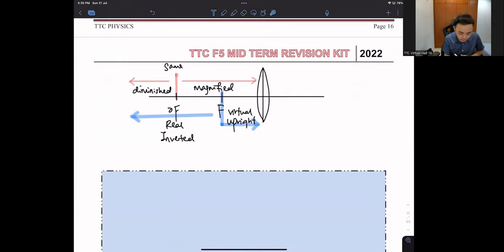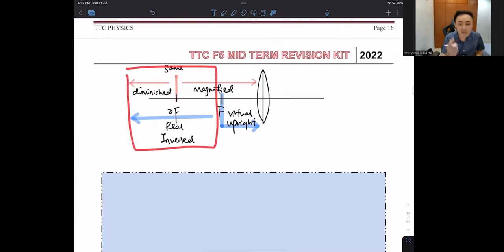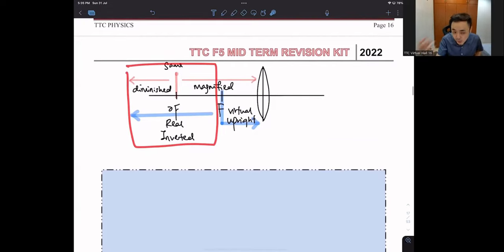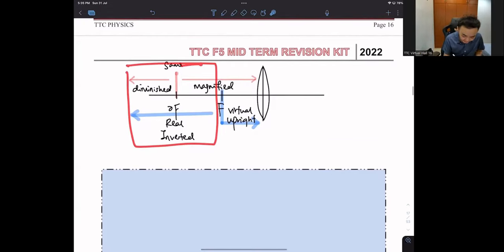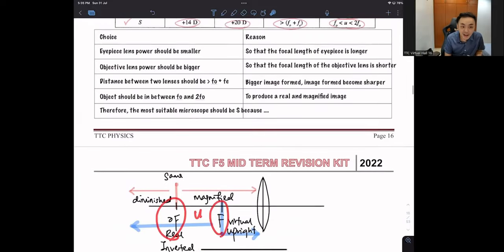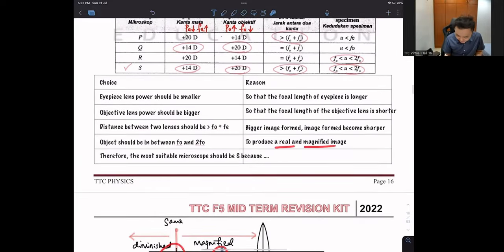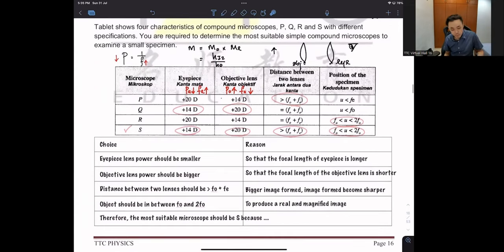To get a real image, you must put your object here. And this is a microscope. What do you want? You want the image to be bigger or smaller? Magnified, right? If you circle it, you see you have one specific region that gives you a magnified image, and it also gives you a real image. So this is why you must place it between F and 2F. Then you get a magnified and real image. The image will become larger. This is based on drawing. You have to try drawing, then you understand what happened. So go through the drawing.